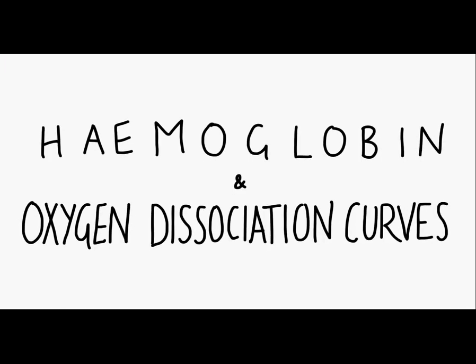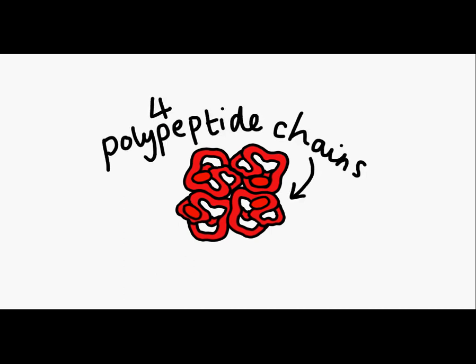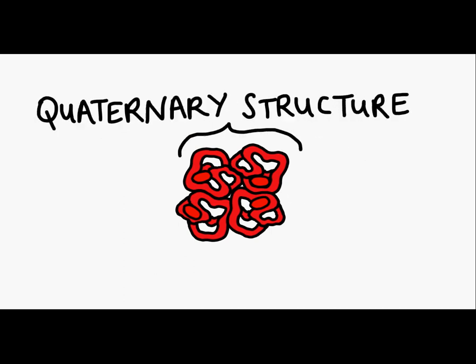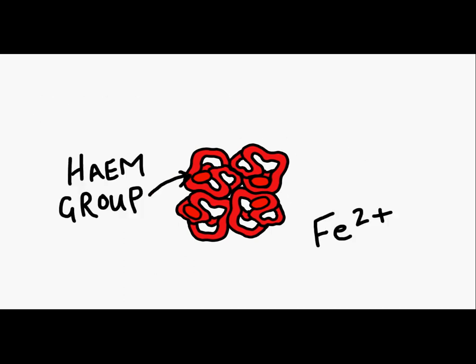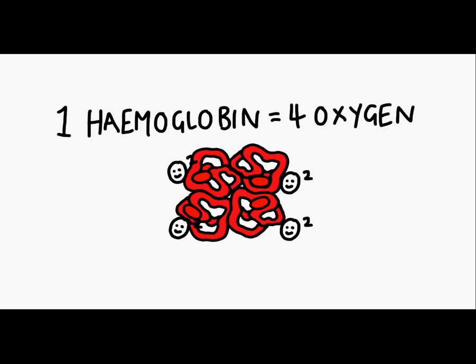Hemoglobin and oxygen dissociation curves. Hemoglobin is a large protein made up of 4 polypeptide chains, so it's described as having a quaternary structure. Each polypeptide chain has a heme group containing iron. Each polypeptide chain binds to one oxygen molecule, so one hemoglobin protein can carry a total of 4 oxygen molecules at once.